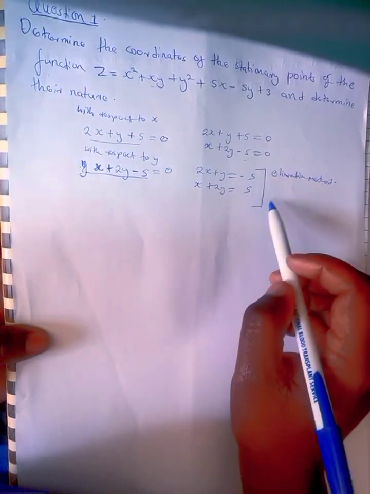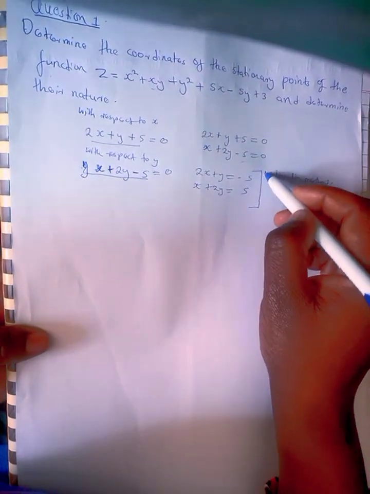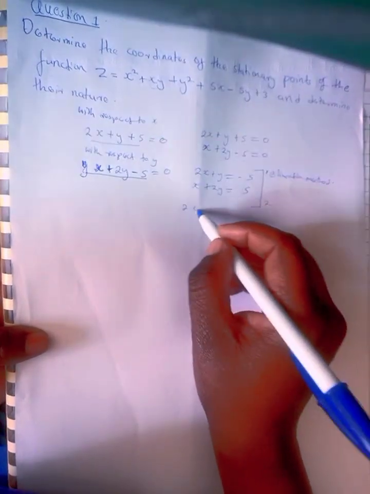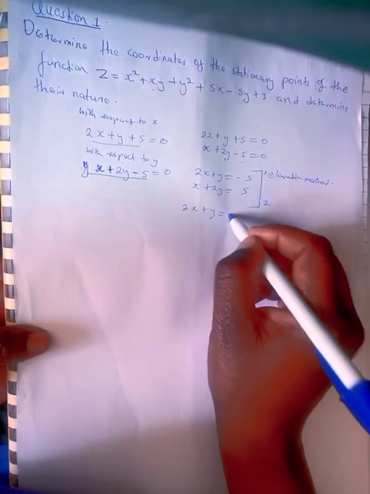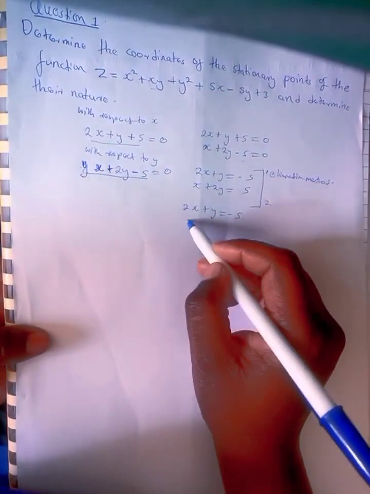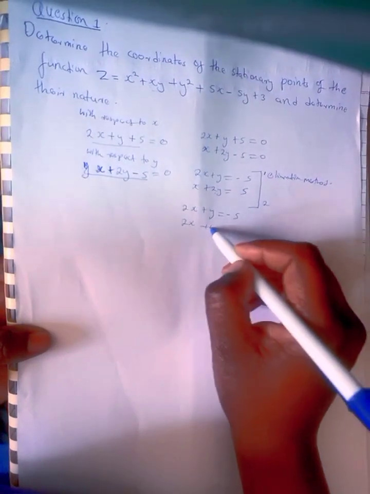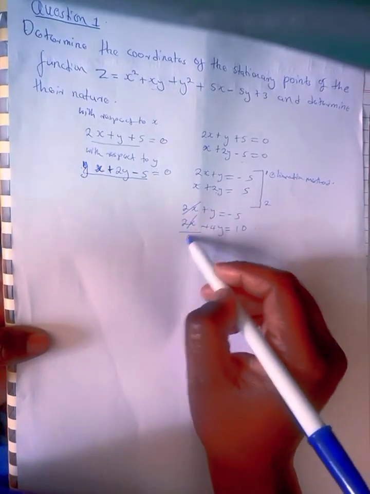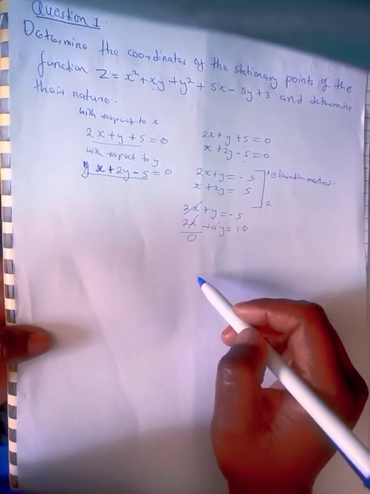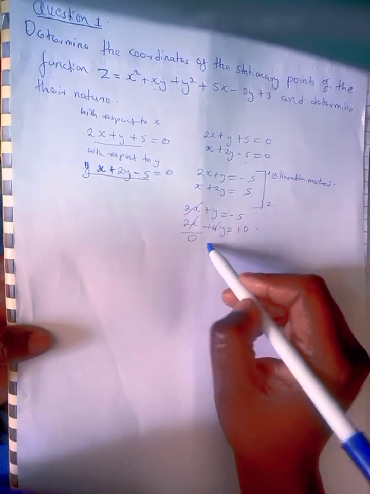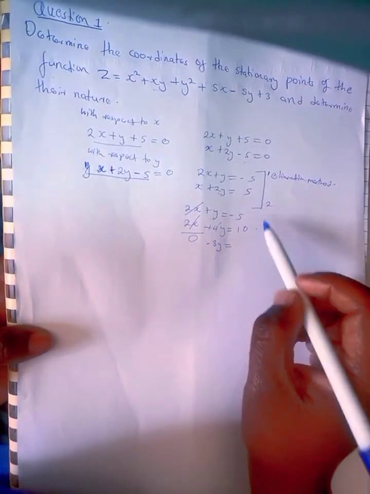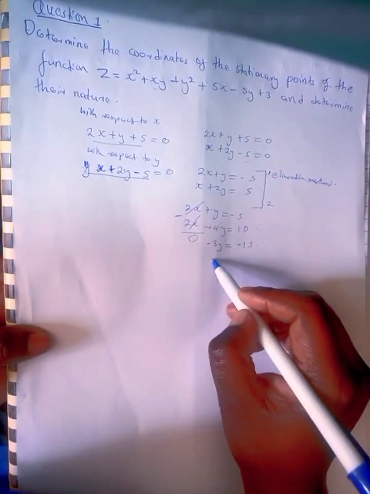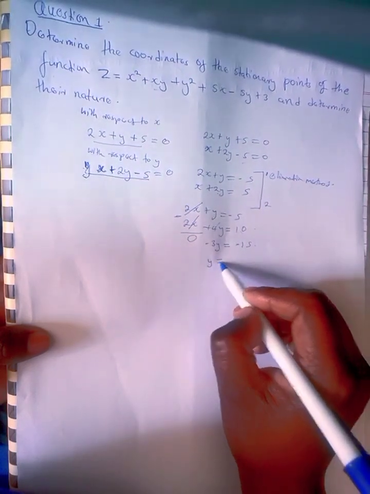2x plus y equals negative 5 and x plus 2y equals 5, because we have moved the constant to the right hand side. So that is 2x plus y equals negative 5, using the elimination method, 2x plus 4y equals 10. Then we subtract, we get negative 3y, because it is y minus 4y, and we get negative 5 minus 10, that is negative 15. Then our y is 5.